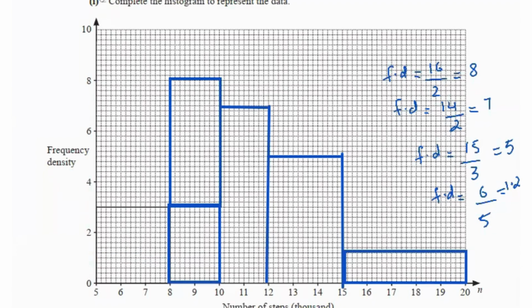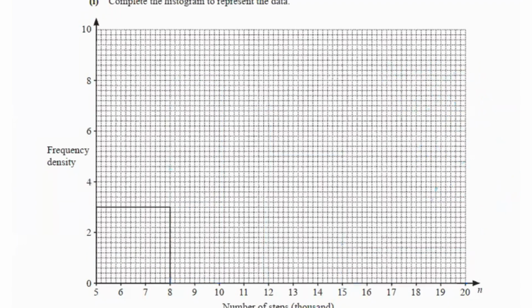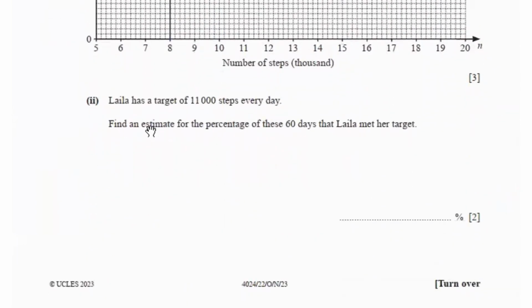That's our histogram. Next, it says Leila has a target of 11,000 steps every day. Find an estimate for the percentage of these 60 days that Leila met her target.